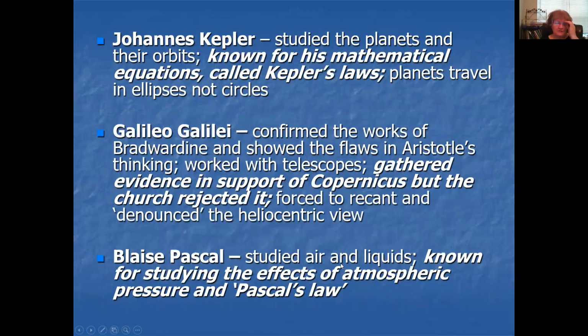A couple more scientists around the same time. You have Johannes Kepler. He also studied the planets, and he's known for Kepler's law and the idea that planets do not go in circles. If you look at a picture of the solar system, sometimes we draw them in circles, don't we? But really, they're more of an oval or an ellipse. And Kepler mathematically figured that out.